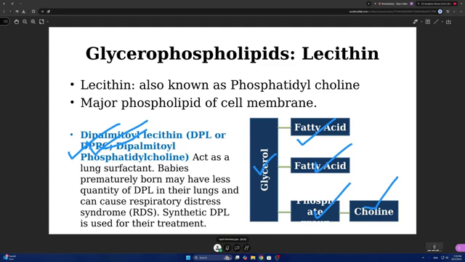You got the point? The question may come in many ways, like deficiency of which of the following phospholipids may lead to respiratory distress syndrome in premature babies? The answer is dipalmitoylcholine, or dipalmityl phosphatidylcholine. Or the question may be, dipalmityl phosphatidylcholine is made up of which of the following sets of molecules? The answer is glycerol, 2 palmitic acids, 1 phosphate, and 1 choline. So either way, the question may be.